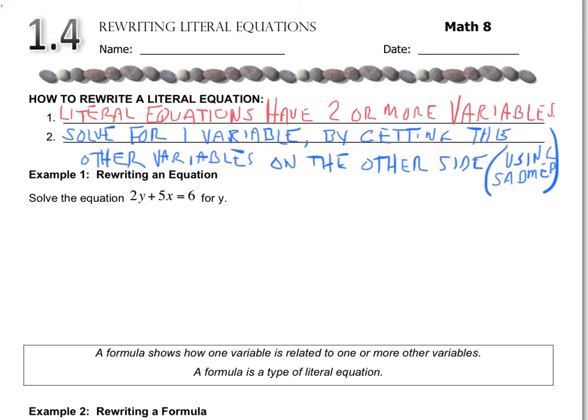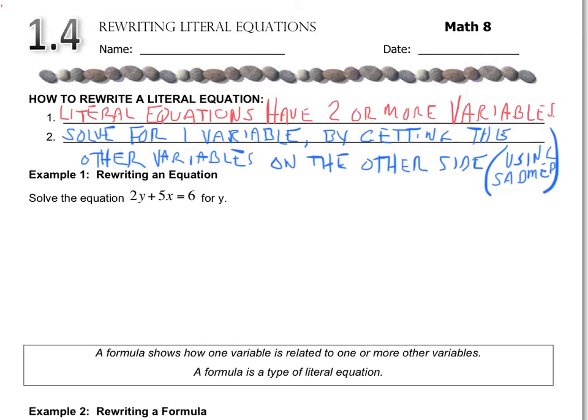So we solve for one variable by getting the other variables on the other side of our equation. Remember, we're using SADMEP. So basically what solve for means is we isolate the variable we're looking for to get it by itself, and all the others go to the other side. So let's see how one of these looks.